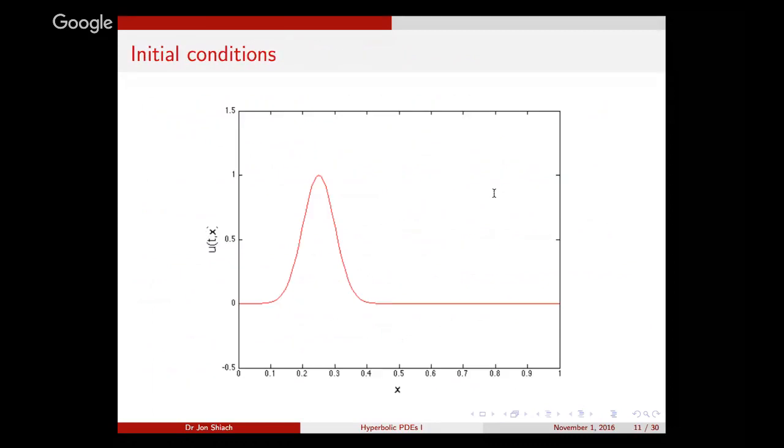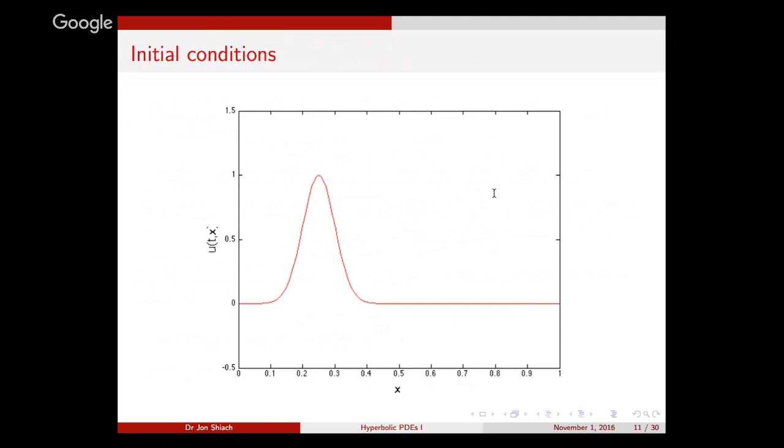Okay, so there's my initial conditions. The centre of the Gaussian curve is in this case at 0.25. I think I might change that in the notes, so I'm going to double check. Yeah, I think in the notes I changed it to be a half, but in terms of what we're doing, it doesn't really matter. That's my initial conditions.